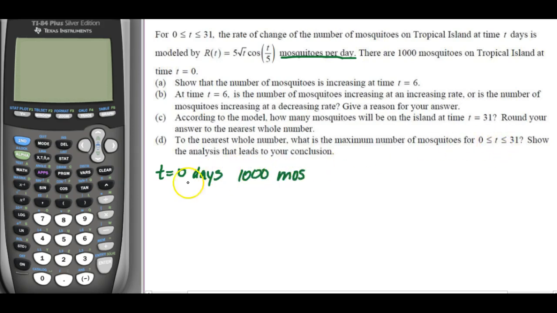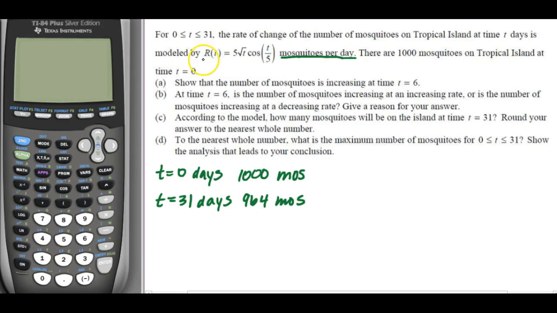And we even have how many mosquitoes there were at 31 days. We solved that in part C. So at 31 days, there were 964 mosquitoes. So right now, just checking the endpoints, we could say that the current maximum would be 1,000 mosquitoes. But we need to check any critical points. So we need to check critical points by setting the derivative equal to 0.